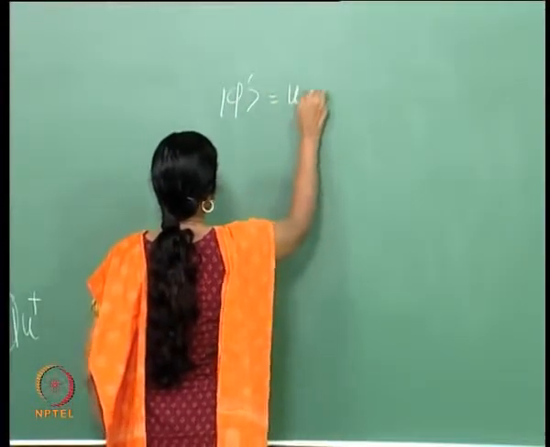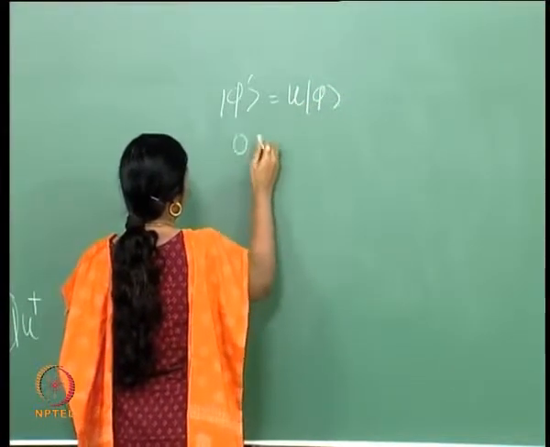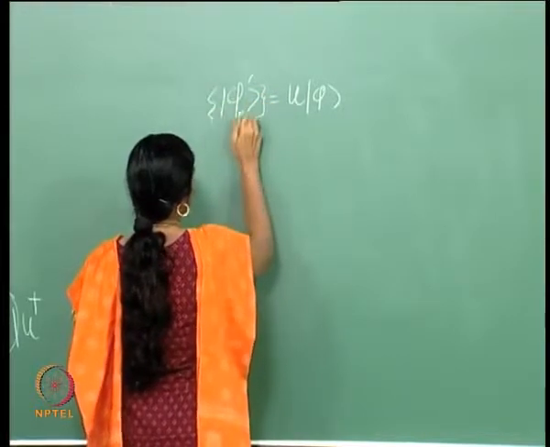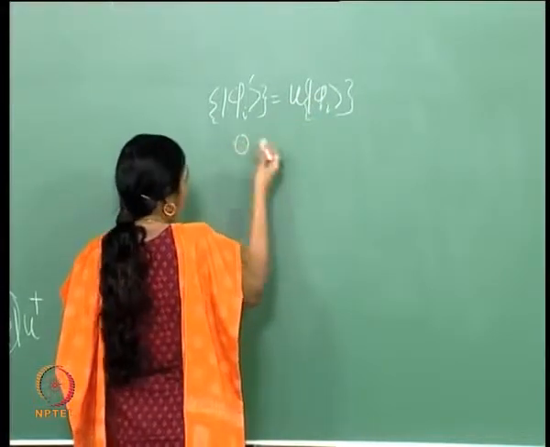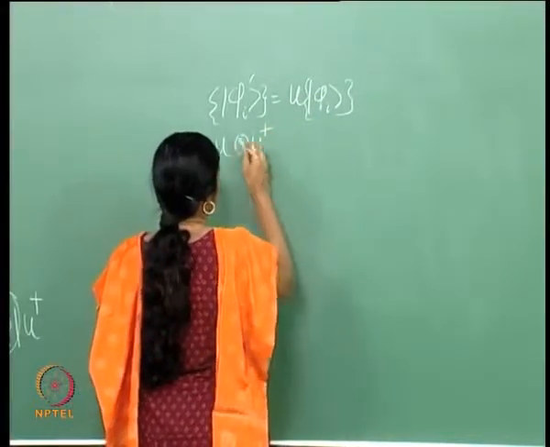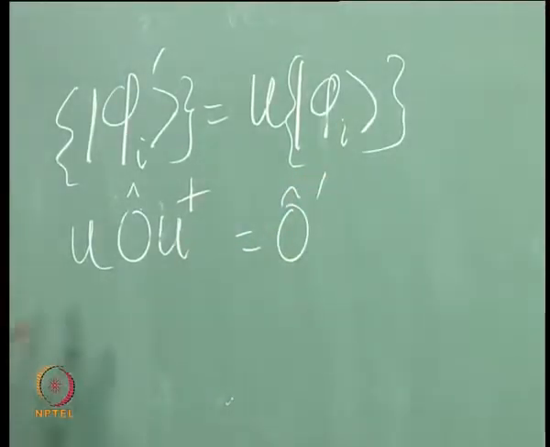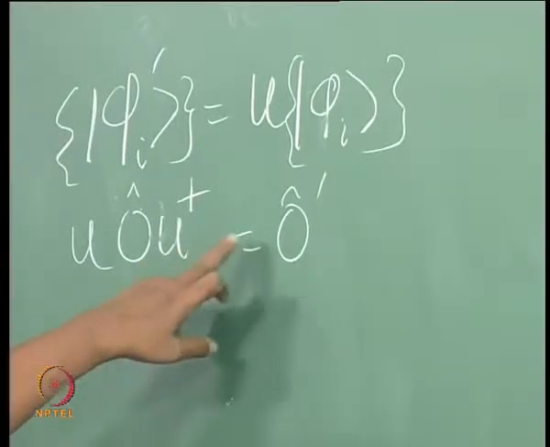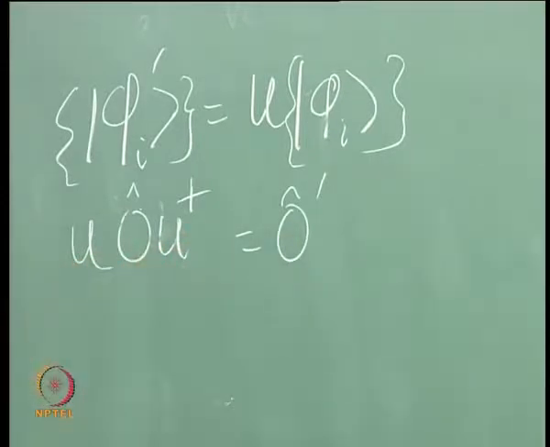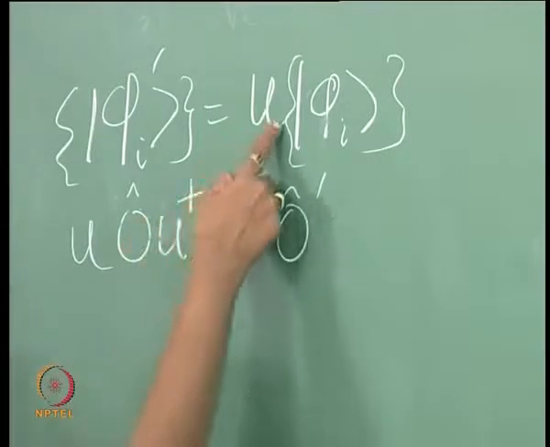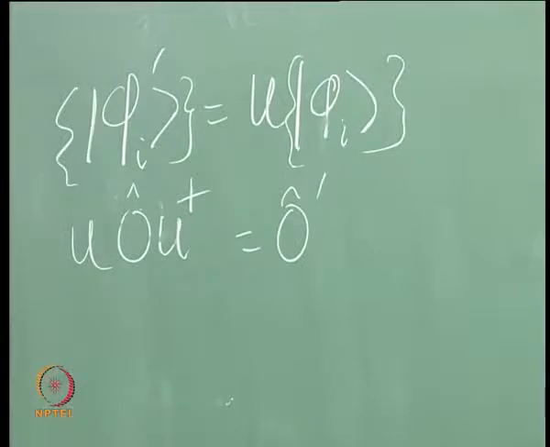In general, for any basis state, phi prime is u phi. This is true for all the basis states that are involved, and it is for all operators. If this is an operator, it goes to a new operator O prime. The relationship between the primed basis state operator and the unprimed one comes about in this manner, where the same unitary operator is used for both the transformation of the basis set and for the operators.